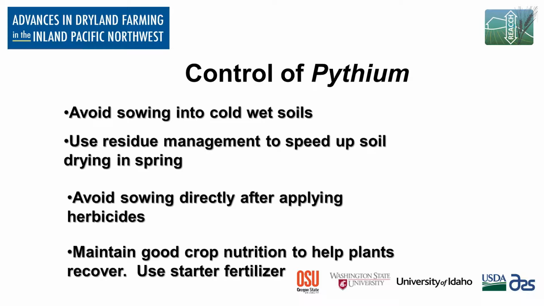Another thing is to use residue management to speed up soil drying in the spring, and this is especially important in direct seed crops where you have a lot of residue on the surface, so the soil doesn't heat up as quickly. Also avoid sowing directly after applying herbicides. We'll talk about this later as being part of the green bridge. And then the other thing is maintain good crop nutrition. A lot of growers will use a starter fertilizer when they plant the seed to give the seedling a boost when some of the roots are nibbled away.